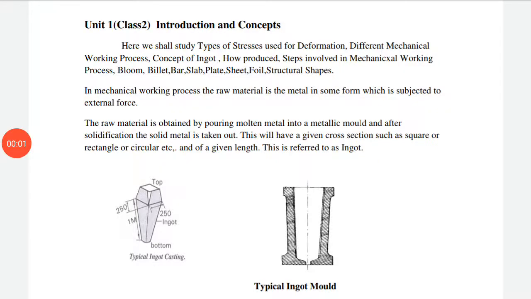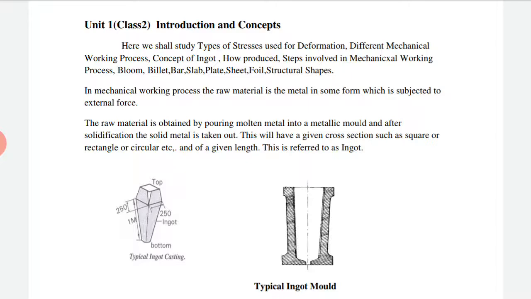Continuation of fourth module. Here we shall study types of stresses used for deformation, different mechanical working processes, the concept of ingot, how it is produced, and the steps involved in the mechanical working process: bloom, billet, bar, slab, plate, sheet, foil, structural shapes. In mechanical working process, the raw material is the metal in some form which is subjected to external force.